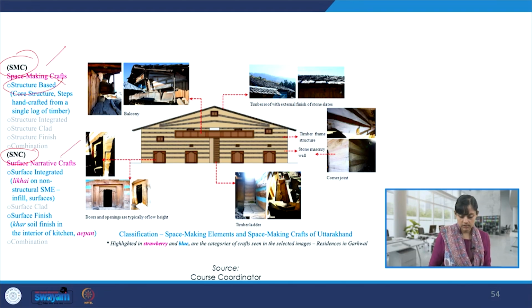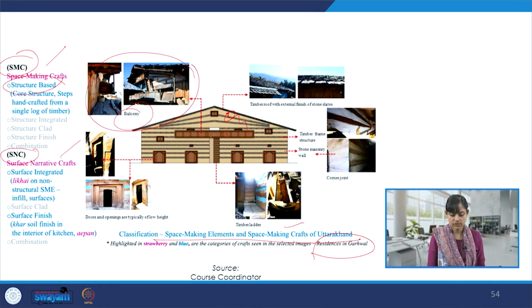So here we see, this is one example, a residence in Garhwal, and here we see stone and timber, which is used in alternate bands. And this side of the world, it is famous for its Koti Banal style of architecture. So different building elements like balcony and roof, staircase, walls, and we see different kinds of crafts over there in different intensity. So we see some structure based crafts, core structure, the steps which are handcrafted from a single log of timber, and we see some combination of that.